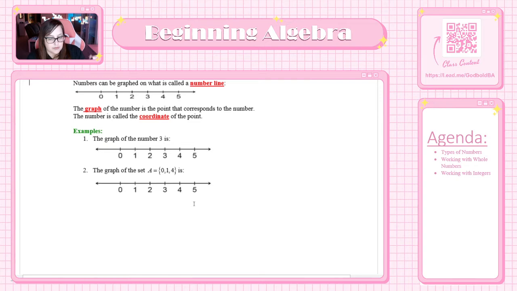Just to get used to the terminology here. If I wanted to do the graph of the number 3, I just stick a little dot right there, and you want to put it right on the line. Don't put it above the line, don't put it below the line. A lot of people like to put it above the line for some reason. You've got to put it right on the line, okay? You can graph a single number, or you can graph a whole set of numbers. So if I want to graph the set A, which is the set of 0, 1, and 4, I just do 0, 1, and 4.